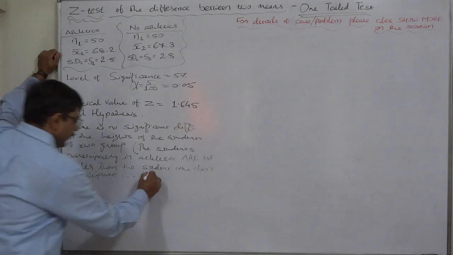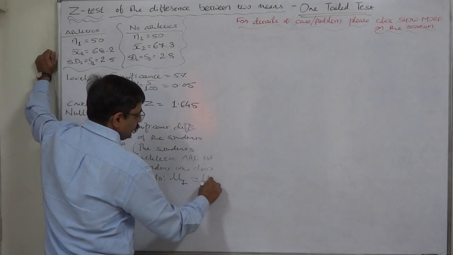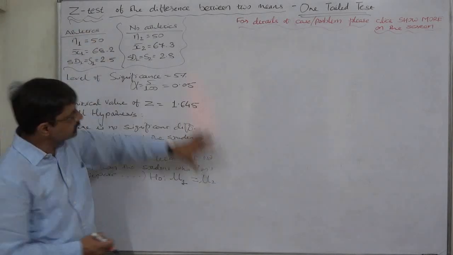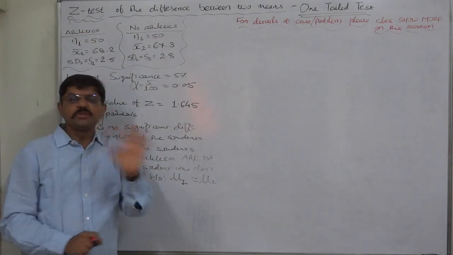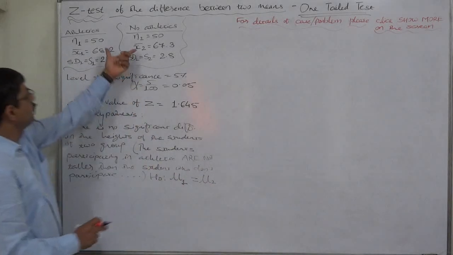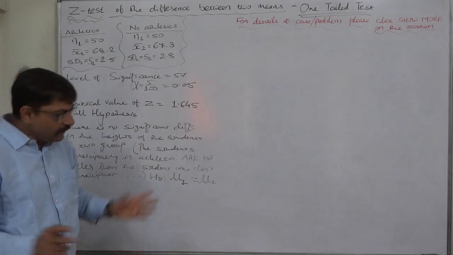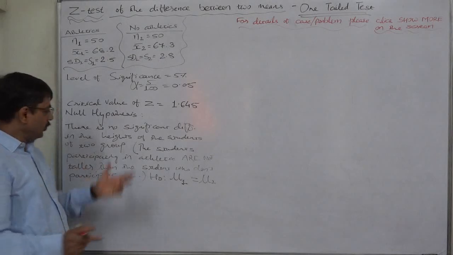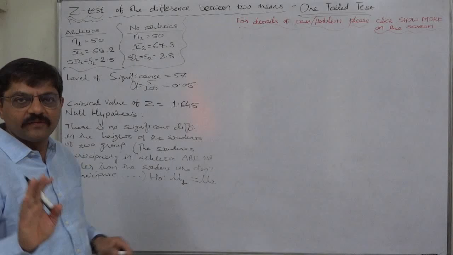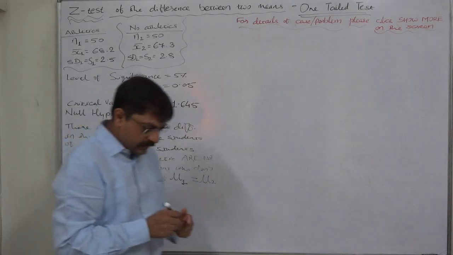Yes. So H0: mu1 equals mu2. Mu1 is the mean of the first population, mu2 is the mean of the second population. There is no significant difference. Whatever the difference between the means of the two populations is just because of statistical fluctuations or maybe sampling errors, but not because of the difference between these two activities. That kind of interpretation should be there. Null hypothesis. Yes.